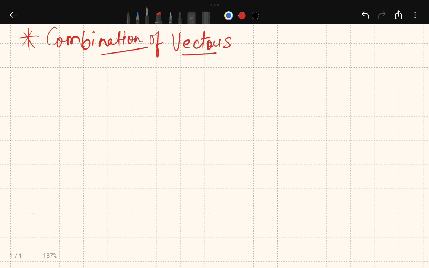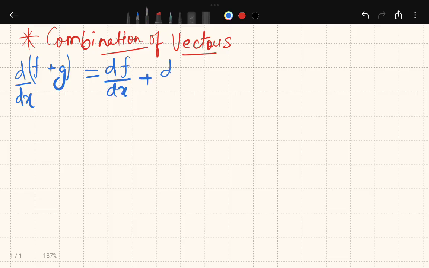It may be addition of vectors, something like f plus g, or maybe subtraction, something like f minus g. In that case, suppose you have to find the differentiation with respect to x of some functions f and g like this. We can find them separately, like df upon dx plus dg upon dx. Both of them would be equal. In a similar way, we can also do this if the sign over here is subtraction.